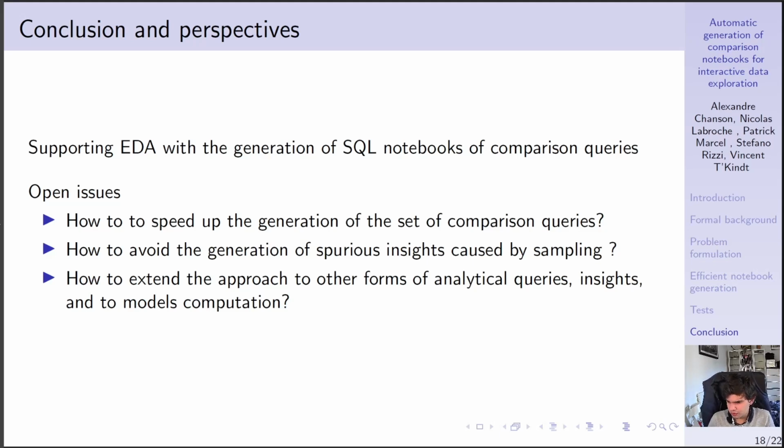So we're trying to use a Bernstein or Hoeffding bound to determine the lowest possible sample size without generating spurious insights. In the longer term, we are aiming, obviously, at extending the approach to have more types of insights and also go beyond comparison queries.